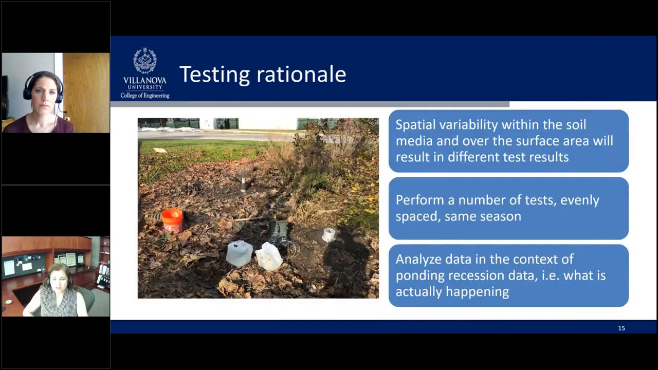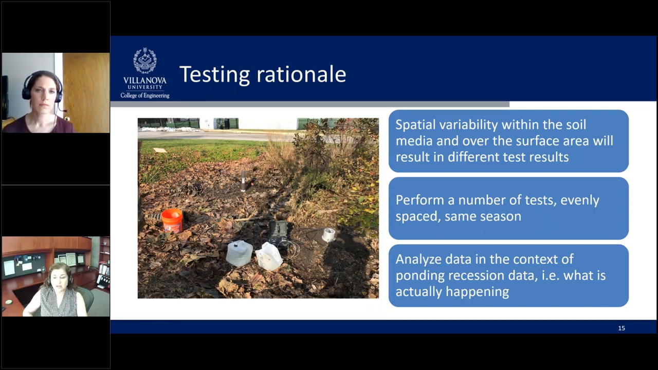So our rationale, which we've touched upon already, was to try to capture the spatial variability within the soil media over the surface area, understanding that as you move across that particular rain garden, you are going to get very different results because some places are slightly more compacted and some places are slightly less compacted.